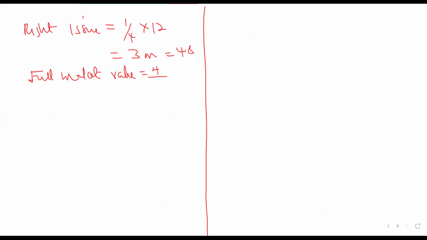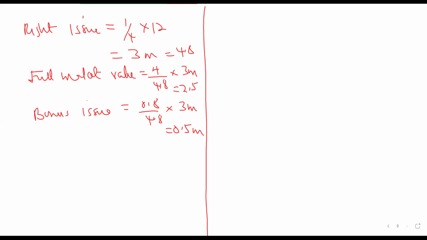So full market value will be 4 over 4.8 multiplied by the total number of shares. Bonus issue will give you 0.8 divided by 4.8 multiplied by the 3 million. What are we getting for the 2? I'm getting 2.5 for the first one. And this will be 0.5. Is that correct? Yes. Okay. So this is the bonus issue.